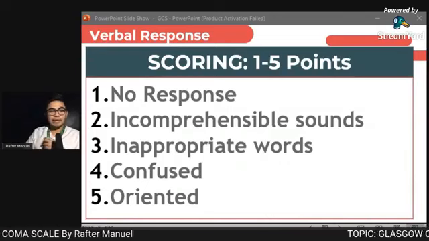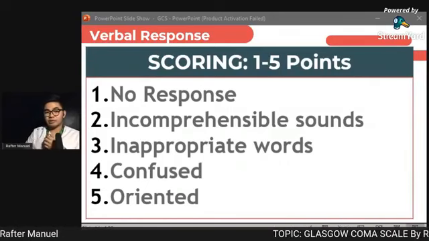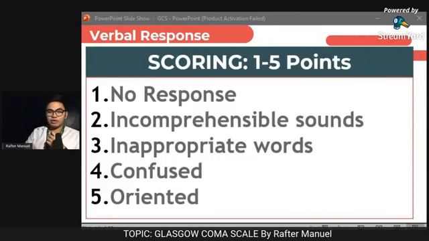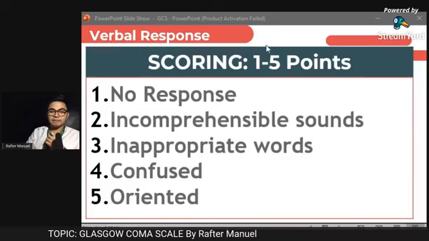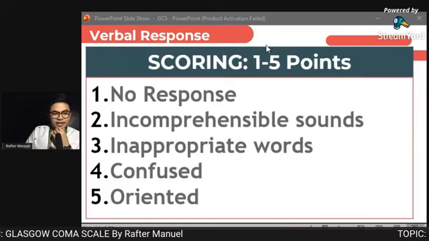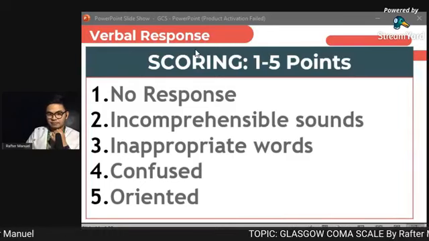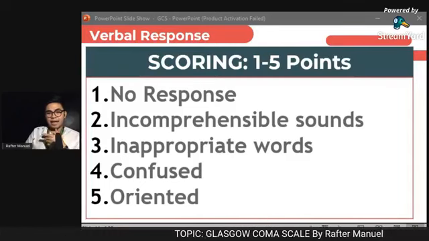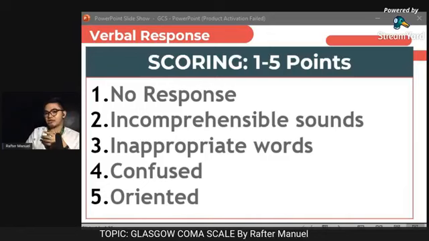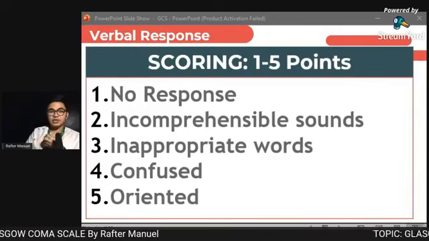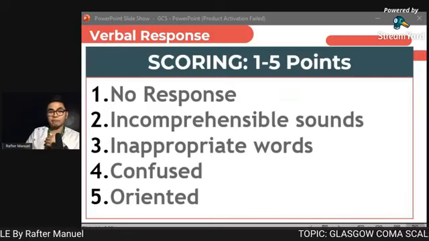If your patient is able to appropriately answer those questions, then you give that patient 5 points. Again, going down, verbal response point number 4 is confused. In the case of a patient who makes proper discussion but is confused and disoriented, perhaps you give him or her 4 points.